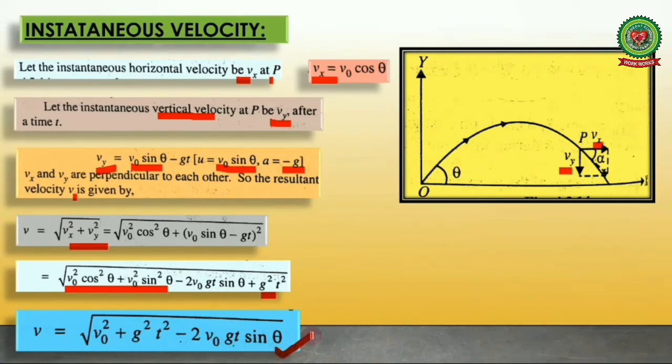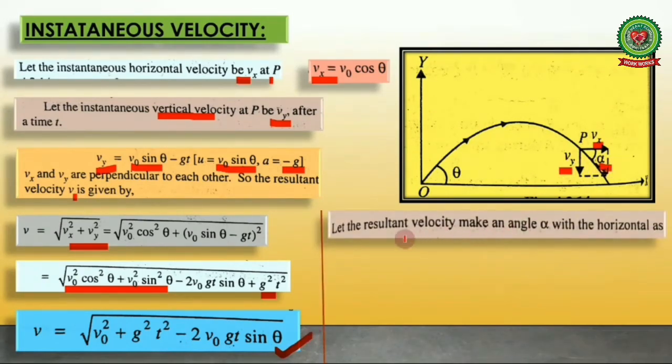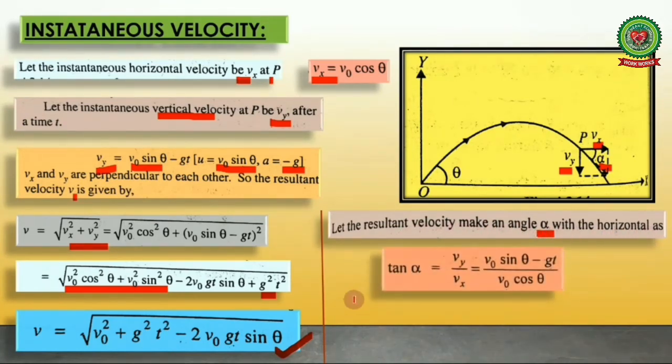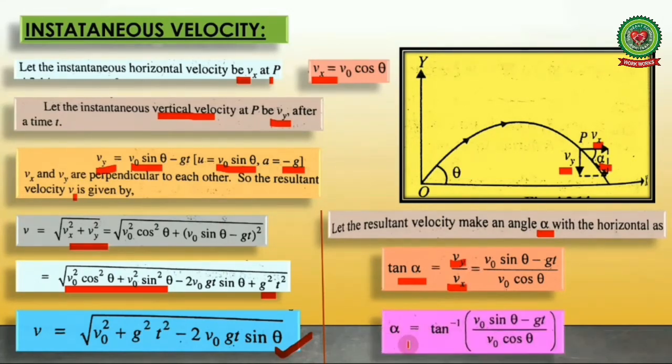So which is the relation for instantaneous velocity? For the direction we have to find the angle alpha. For that, let the resultant velocity make an angle alpha with the horizontal, as we know that tan theta is equal to Vy divided by Vx. Putting again the value of Vy and Vx in this relation, we got alpha is equal to tan inverse of (V naught sin theta minus gt) divided by V naught cos theta, which tells the direction of instantaneous velocity at any time t.